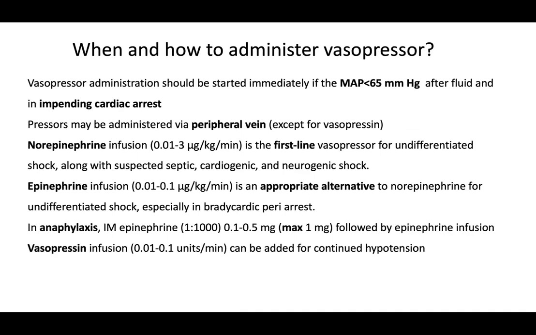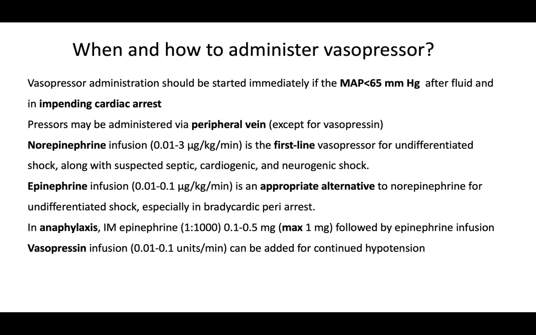When and how to administer the vasopressors? You should start vasopressors if the MAP is less than 65 after fluids, and in patients with impending cardiac arrest. They may be administered by a peripheral vein, except for vasopressin. So forget the previous dictum that vasopressors should only be administered through a central vein. They can be administered peripherally, however it is good to use a thick peripheral vein. Norepinephrine infusion is the first line vasopressor for undifferentiated shock, along with suspected septic, cardiogenic, and neurogenic shock, and the dose is well known to the majority.